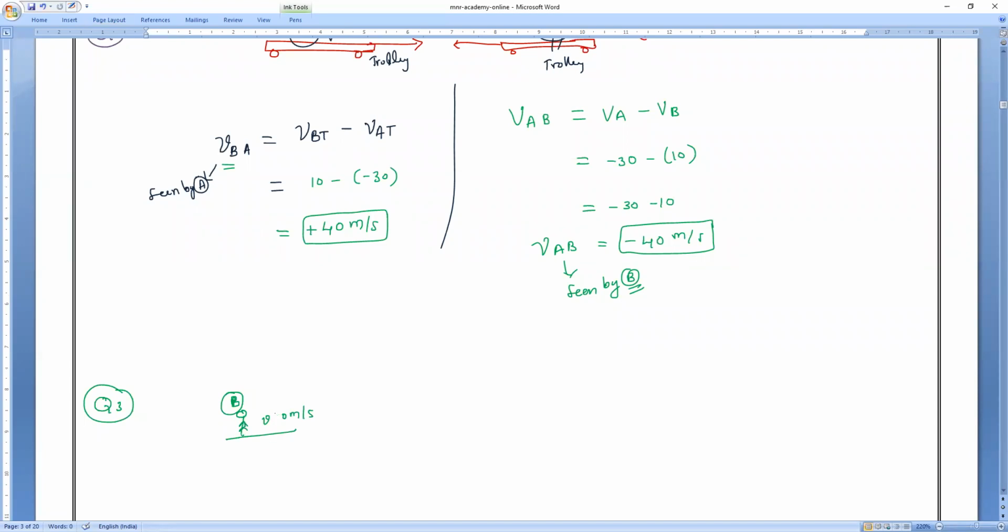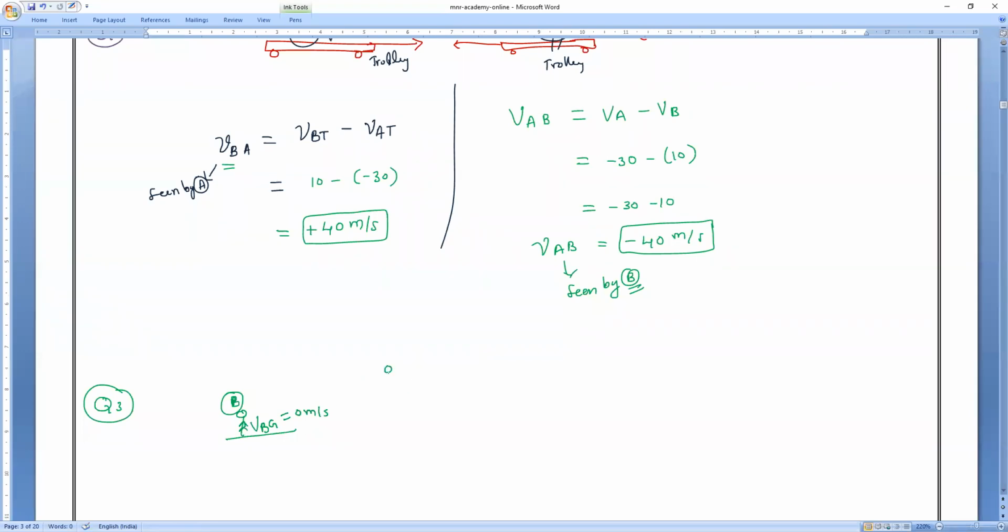So I will say velocity of B with respect to ground, VBG, is equal to how much, guys? 0. Is it clear, everybody? Velocity of B with respect to ground is equal to 0 meters per second.